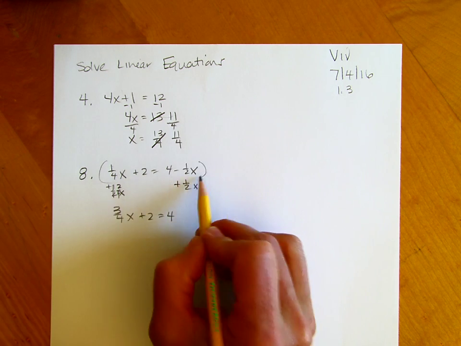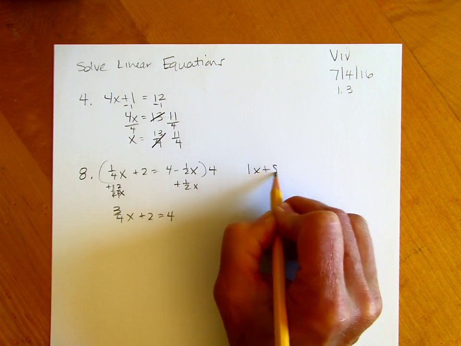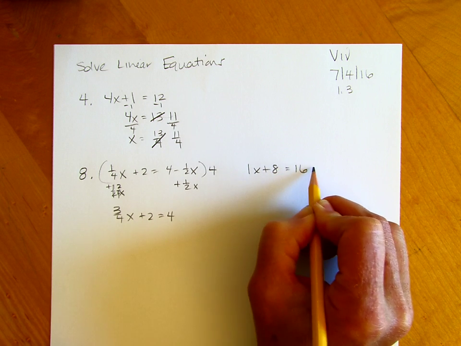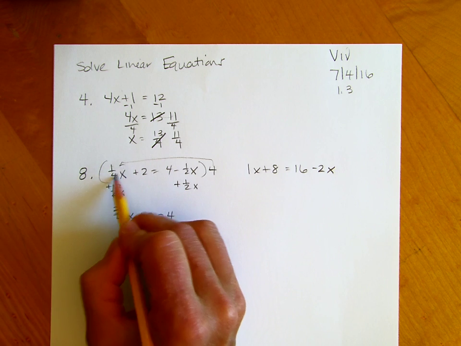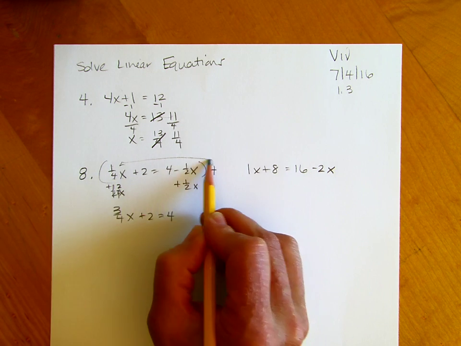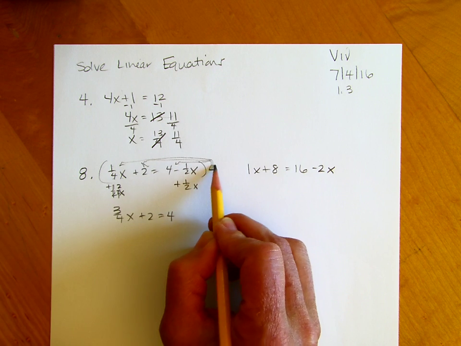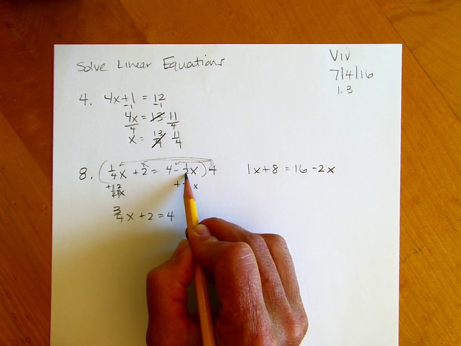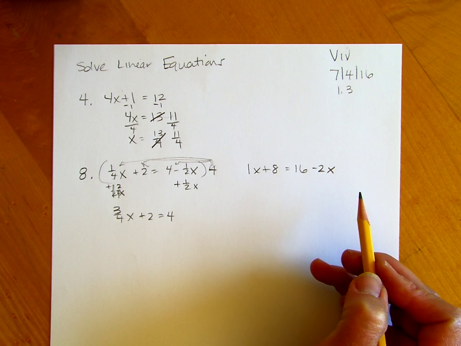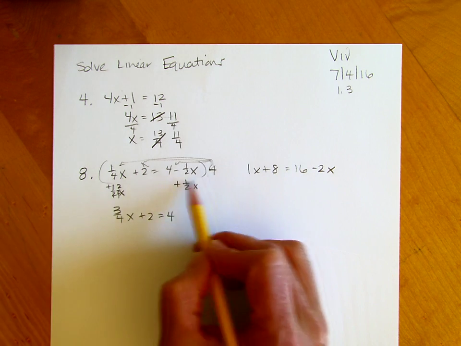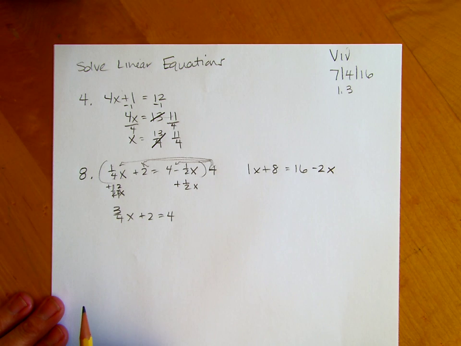Personally, what I would do with this whole thing is multiply it by 4, and I'd get 1x plus 8 equals 16 minus 2x. 4 times that, the 4's cancel, I get 1x. 4 times 2 is 8, 4 times 4 is 16, and 4 divided by 2 is 2x. Then the whole thing becomes a lot easier to solve. That's a common practice for undoing fractions, making your life a little easier.